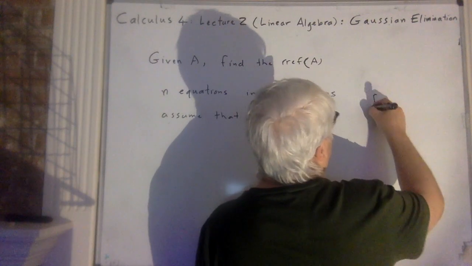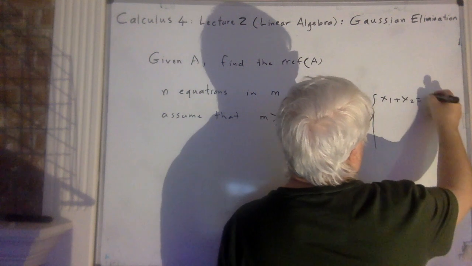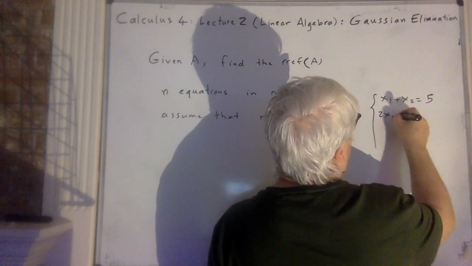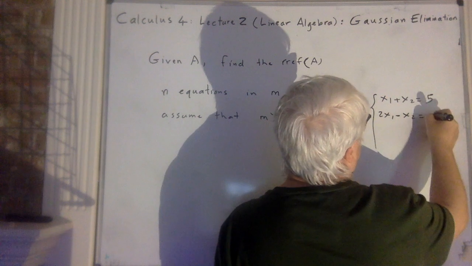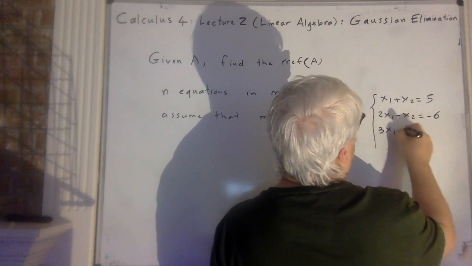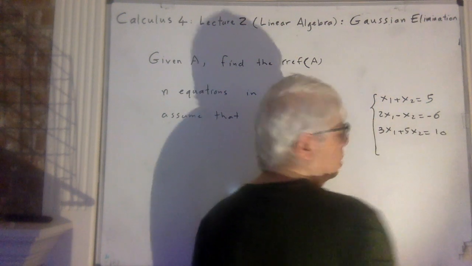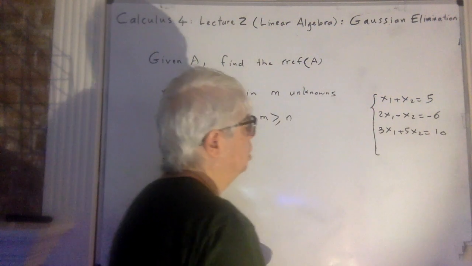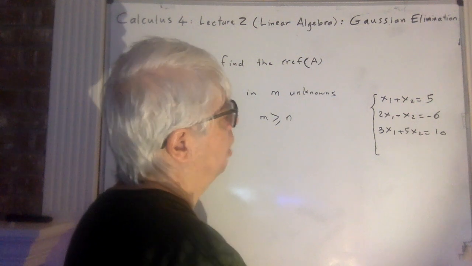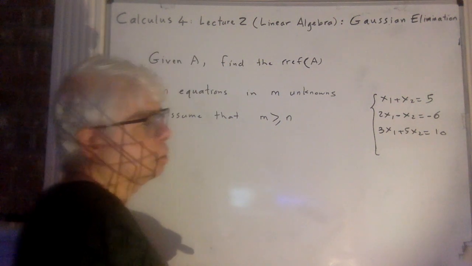So if I have x1 plus x2 equals, say, 5, and I have 2x1 minus x2 equals, say, -6, for example, then I have 3x1 plus 5x2 equals 10, and so on. Even this, I'm not sure that it's consistent. Most often, if I have more equations than unknowns, then the system is not consistent.